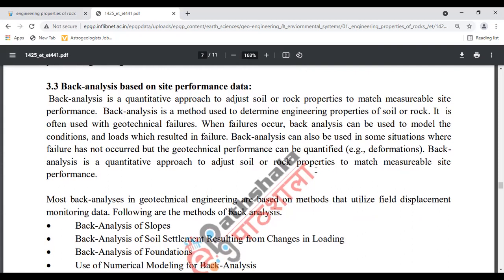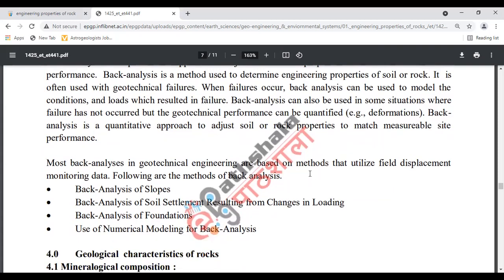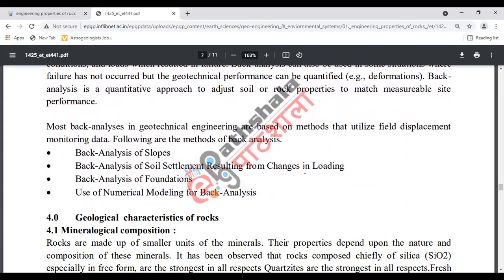When failures occur, back analysis can be used to model the conditions and loads which resulted in failure. Back analysis can also be used in some situations where failure has not occurred, but the geotechnical performance can be quantified, that is, deformations. Back analysis is a quantitative approach to adjust soil or rock properties to match measurable site performance. Most back analysis in geotechnical engineering is based on methods that utilize field displacement monitoring data.